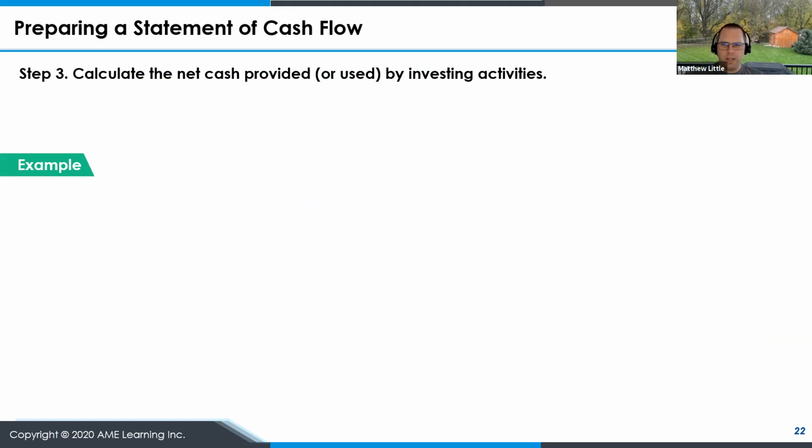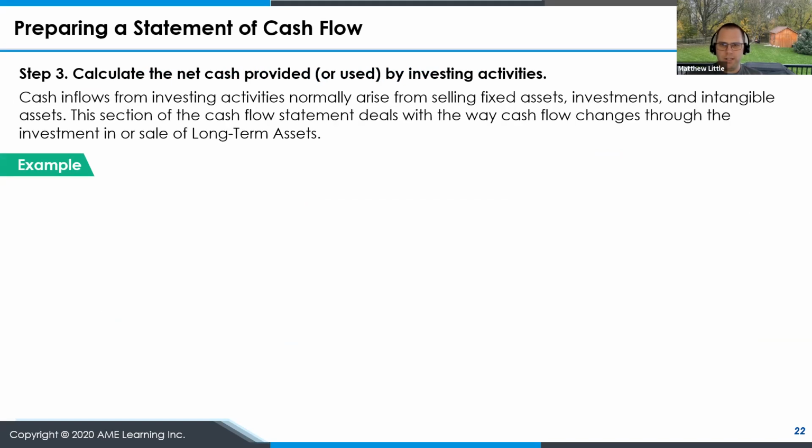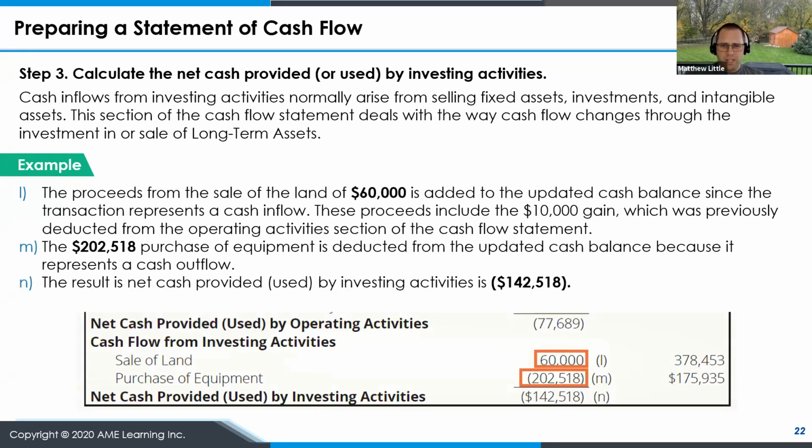Next, we would calculate the net cash provided or used by investing activities. That's typically by selling fixed assets or investments or intangible assets. It could be a goodwill or other item. So in this case, we made proceeds from sale of $60,000 and we add that to the updated cash balance because that's money we made. That's the cost of $50,000 plus the $10,000 gain, all comes under investing.